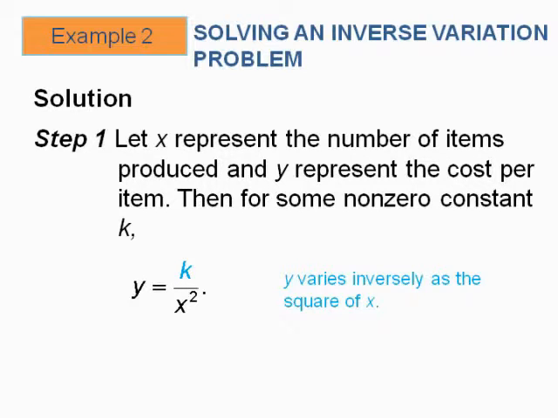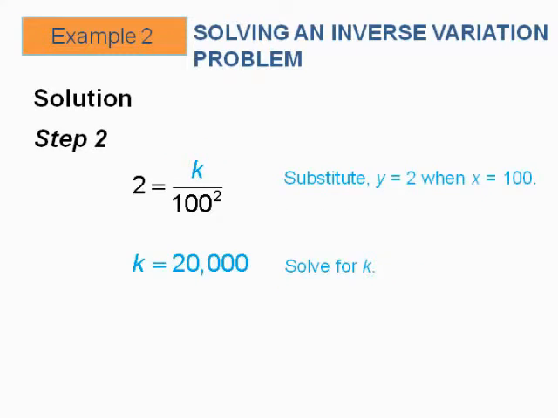So what we're going to do first, it says let x be the number of items produced and y be the cost per each item. Then for some non-zero constant k, y would equal k over x squared. y varies inversely as the square of x. Step 2, it says then substitute. Since we know that y equals 2 when x equals 100, we can go ahead and solve this.